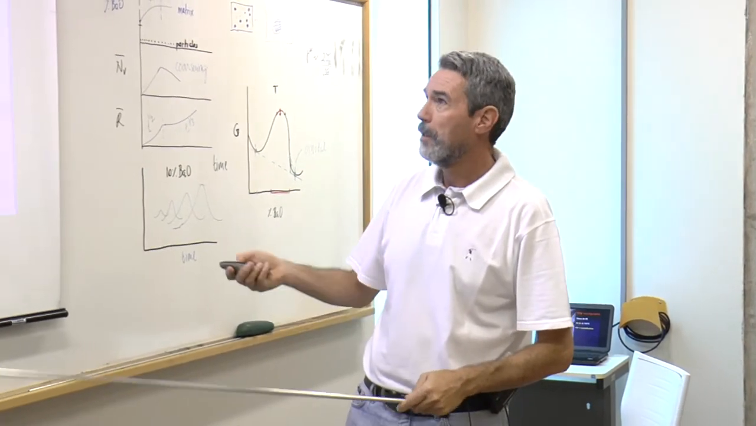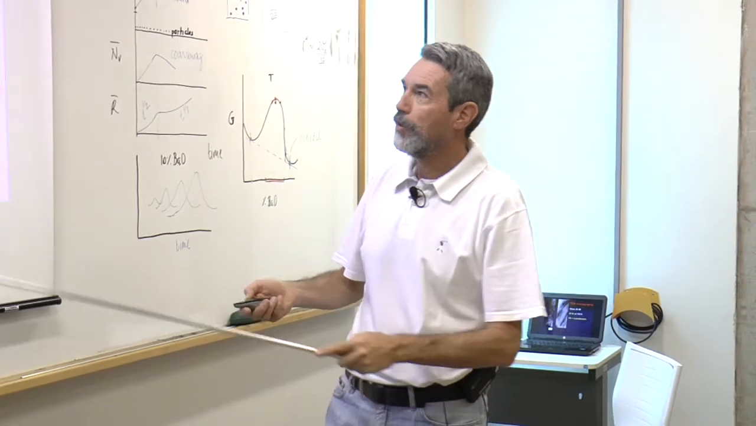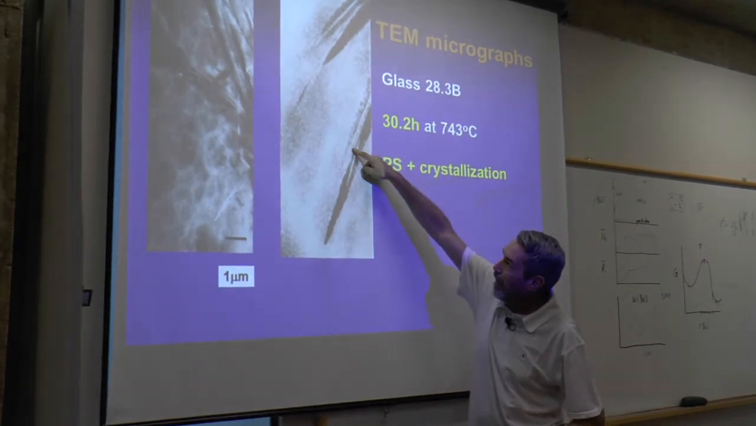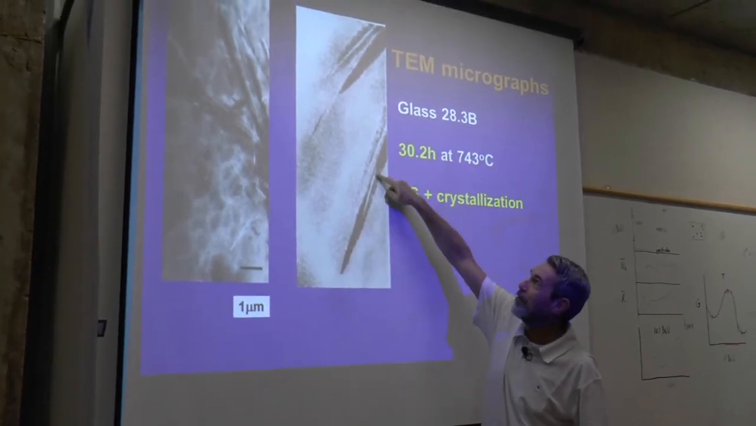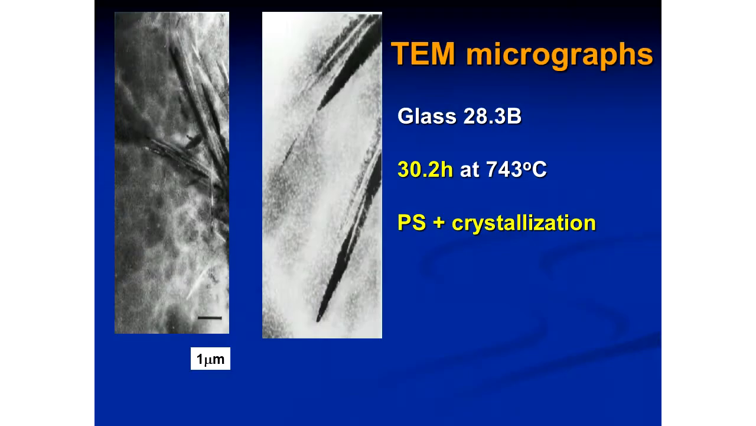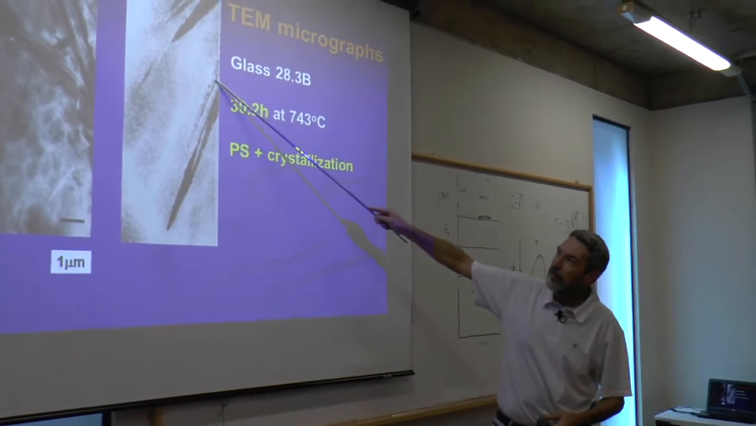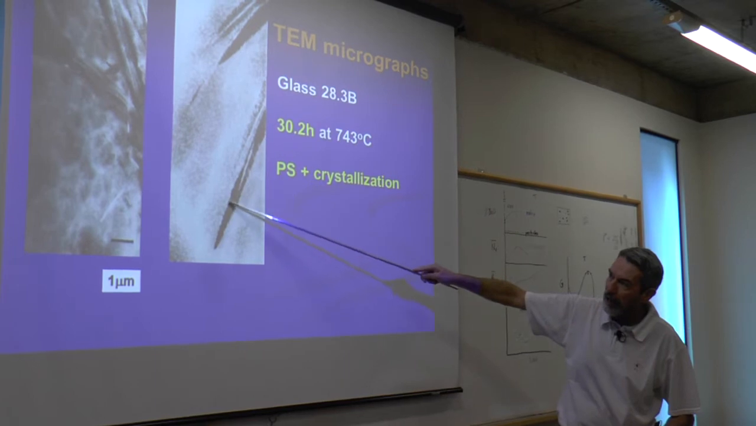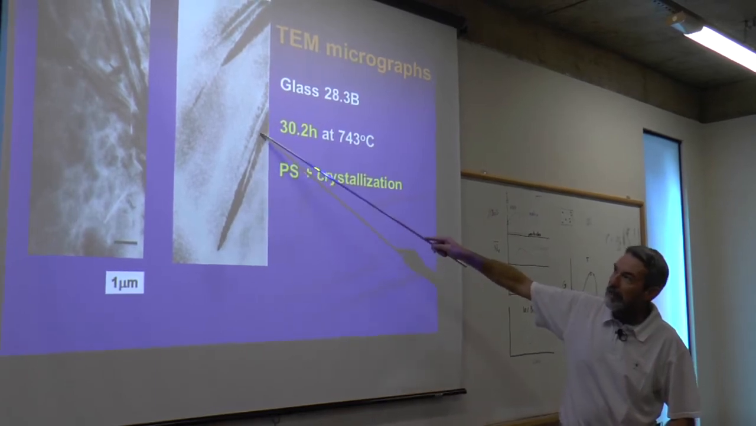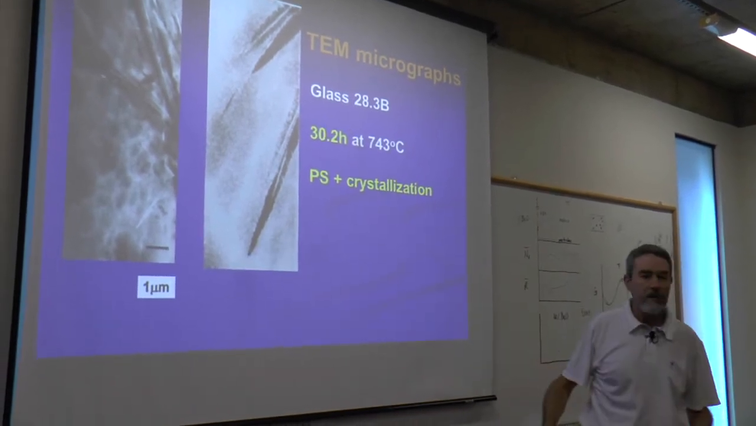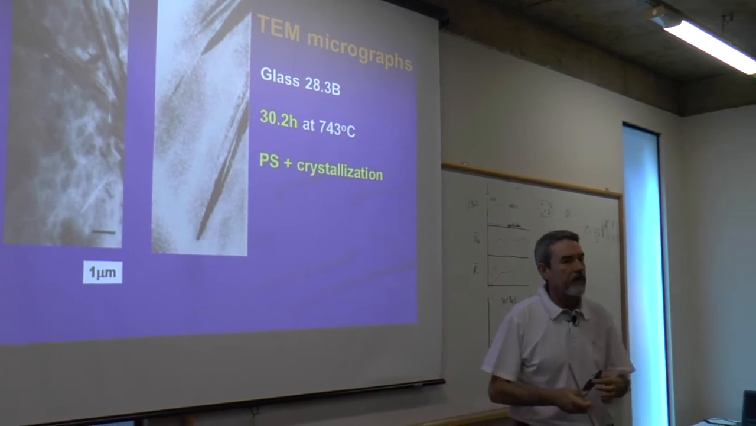This is some other micrographs just to show you, liquid phase separations here, and this is the arm of one crystal. See, the crystals are much, much larger after we do a development, or a long treatment. This is 30 hours at 743. The crystals have grown a lot, to several microns. This is 1 micron, so this is 30, 40 microns, but the droplets are still nanometer.